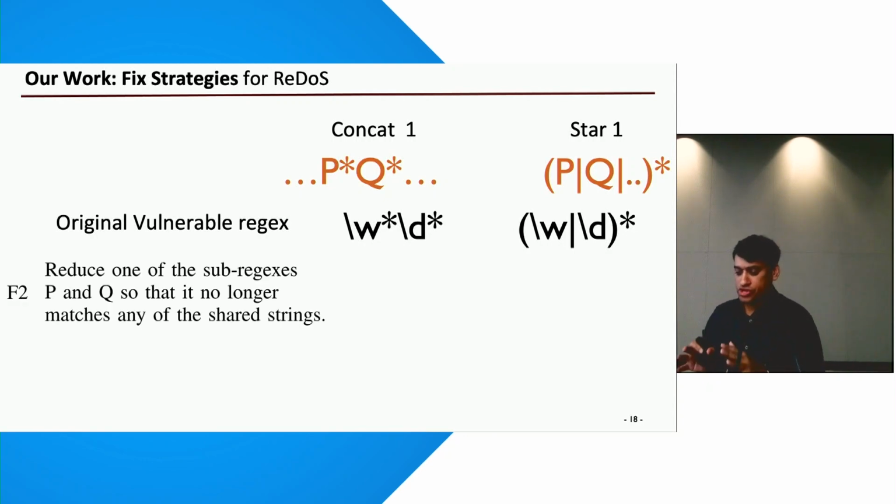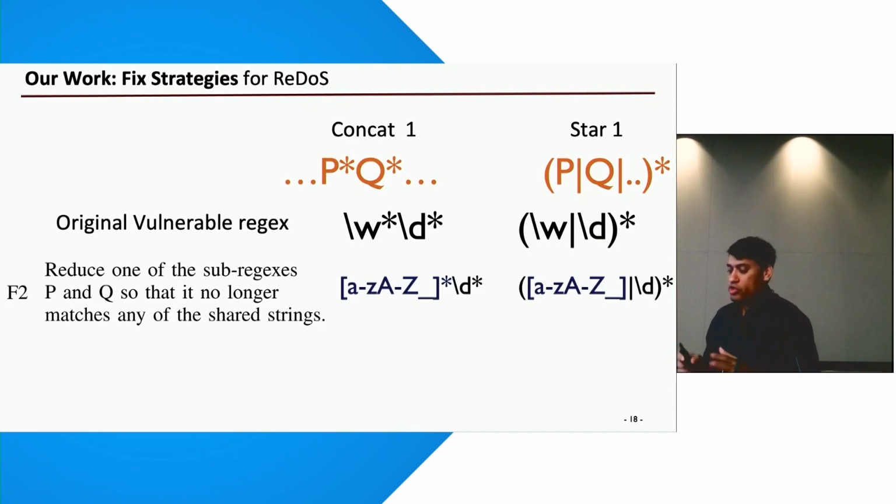So our first fix is to reduce one of the sub-regexes, P and Q, so that it no longer matches any of the shared string. So here we have two quantified parts, like \w and \d. If we say, OK, let's reduce \w to match only letters and underscore, then there will be no overlap between P and Q, or any intersections, right? So this is how we remove the vulnerability.